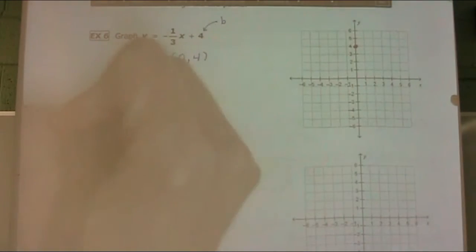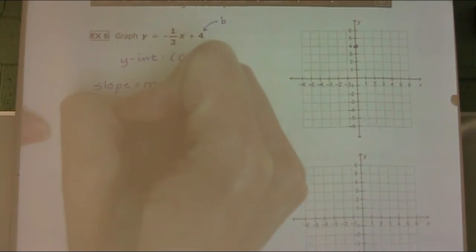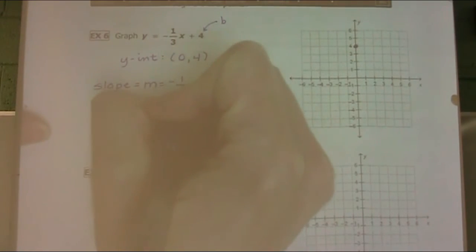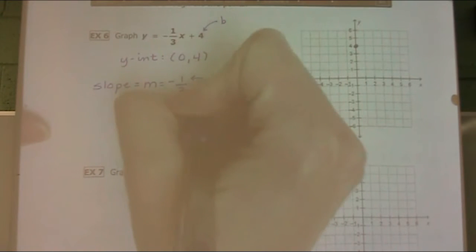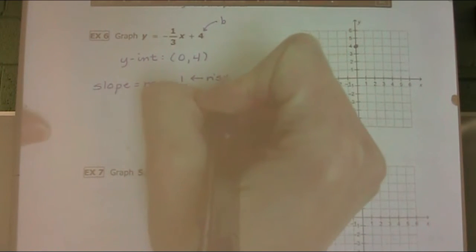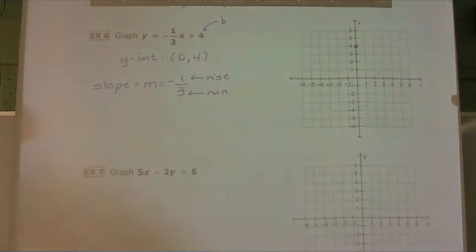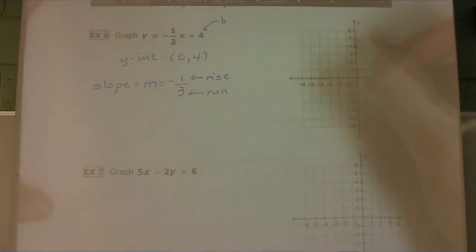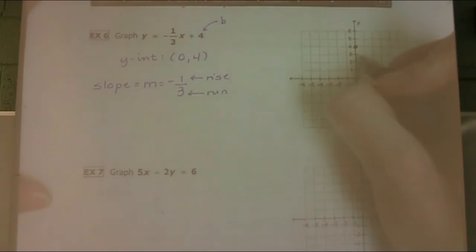All right, my slope, which equals m, is negative 1/3. Now remember, this is the rise, this is the run. Now it's negative, so from this y-intercept, I'm not going to go up 1, I'm going to go down 1 to here. And then I'm going to go 3 to the right.